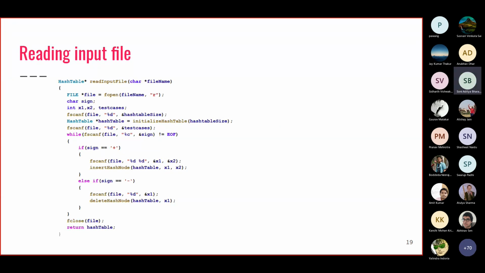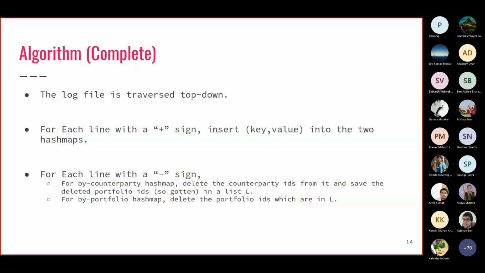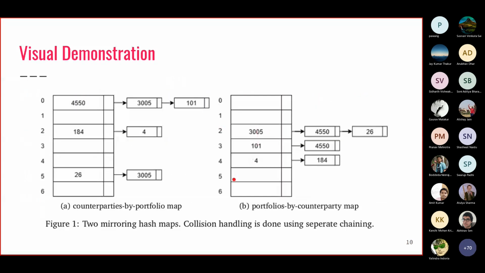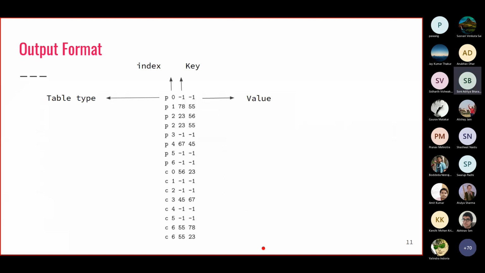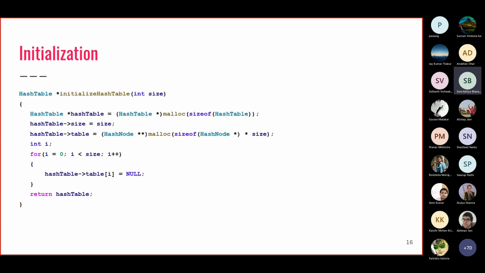Yeah, obviously. Sir, while creating the hash table, are we creating it by counterparty ID or by portfolio ID? Both actually. So we are creating both. Insert hash node does both of them. One by portfolio and one by counterparty. But we are making only one call to the function. Which function are you talking about? Sir, the insert hash node function while initializing.